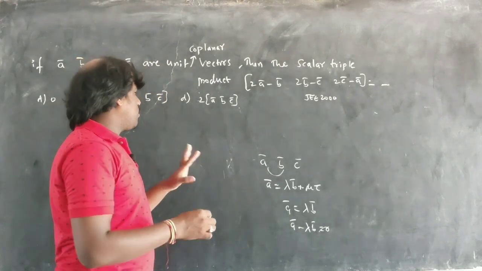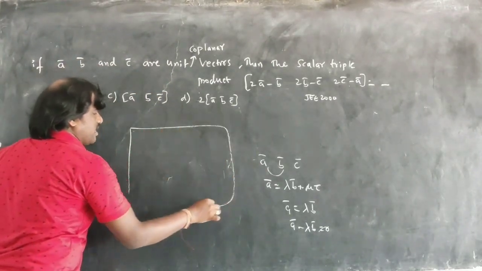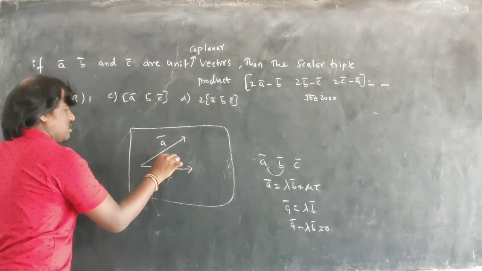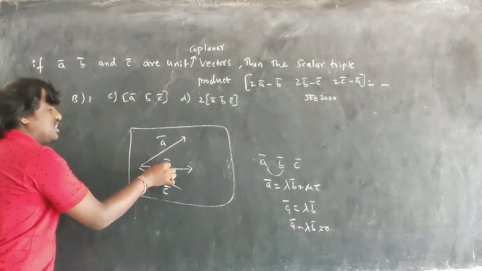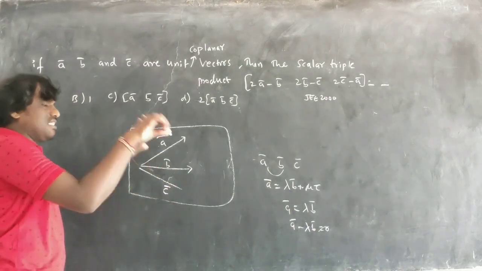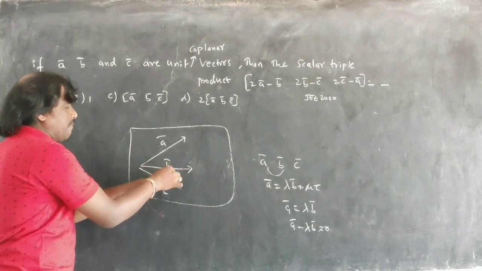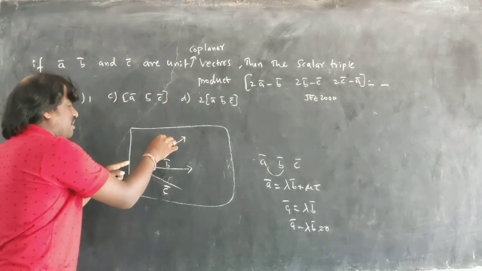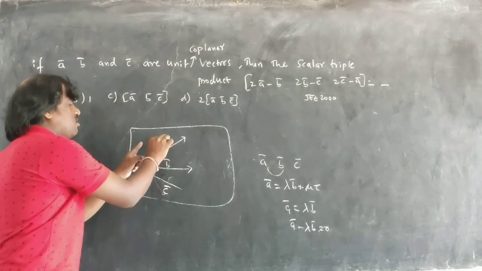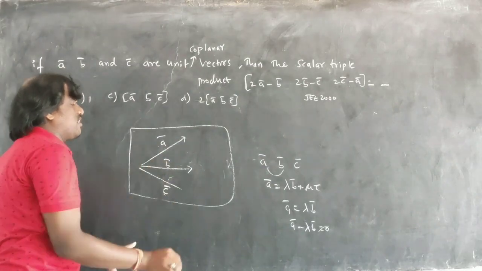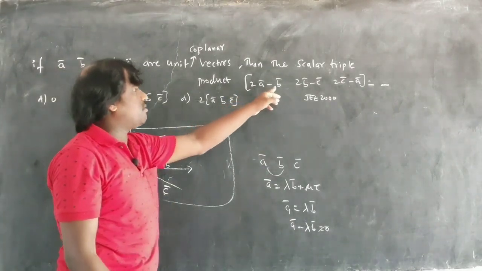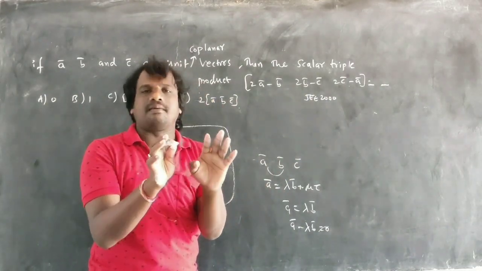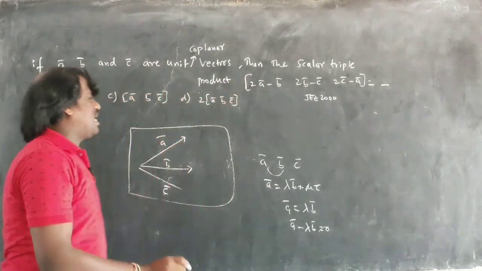See here, when the vectors are coplanar, suppose this is vector A, this is vector B and this is vector C. If they are coplanar, their addition is also coplanar because they lie in the same plane. Their subtraction also lies in the same plane. Whether it is A vector minus B vector, 2 times A vector minus B vector, 3 times, whatever the multiple is, these vectors are lying on the same plane. If the vectors are lying on the same plane, the box will be 0. So the answer is 0.